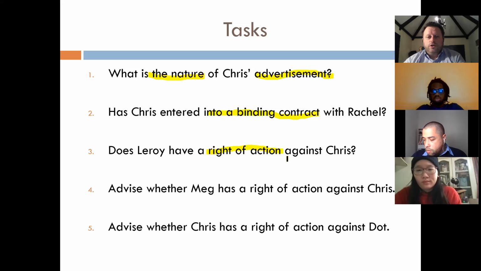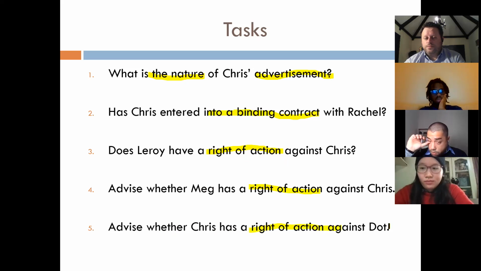And then right of action. Right of action means, can you sue someone? If I have a right of action against you, it means I can sue you. So another way to say this would be a legal right. Does Leroy have the legal reason or legal right to sue Chris? Does Meg have a legal reason to sue Chris? Does Chris have a legal reason to sue Dot?